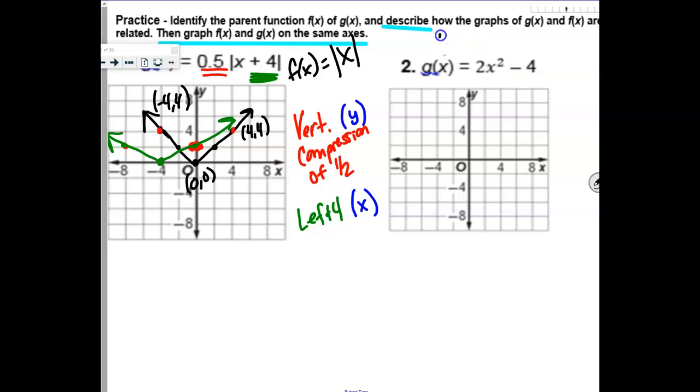First, let's talk about our boring parent function. The boring parent function would be taking off all the transformations. So Jasmine, who's the parent function here? If you took off the 2 and you took off the down 4, you're just left with x squared. So let's graph a nice parabola. And you can graph any points you want, guys. So I'm going to pick things that I can graph easily. Like I'm thinking 2, 4 is a nice point. So negative 2, 4 would be a nice point.